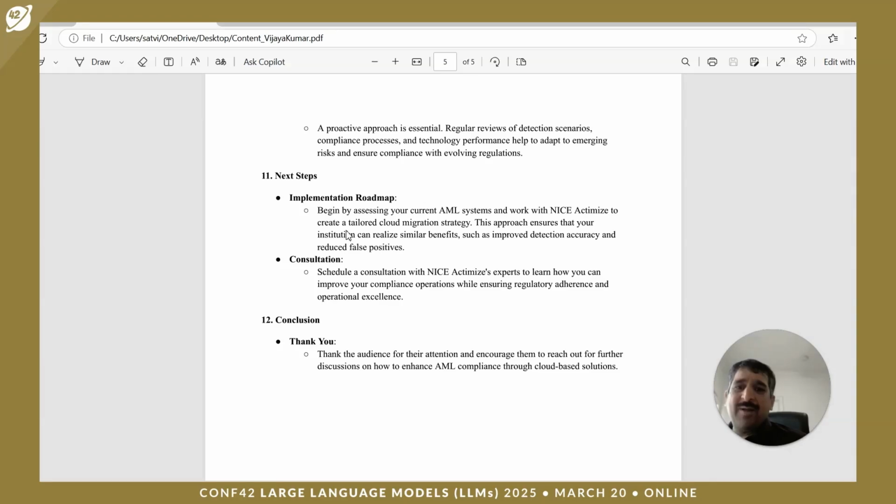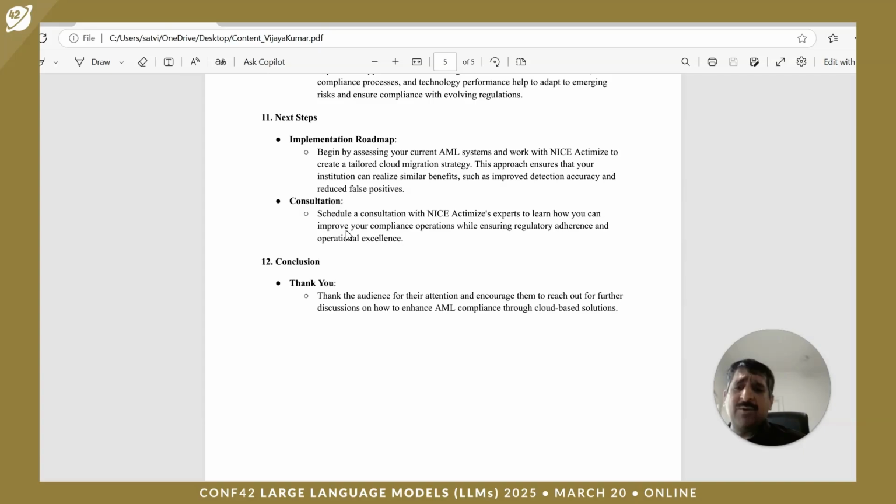Implementation roadmap. Begin by assessing your current AML system and work with NICE Optimize to create a clear cloud migration strategy. This approach ensures that your institution can realize similar benefits, such as improved detection accuracy and reduced false positives. Consultation. Schedule a consultation with the NICE Optimize experts to learn how you can improve your compliance operations while ensuring regulatory and operational excellence.